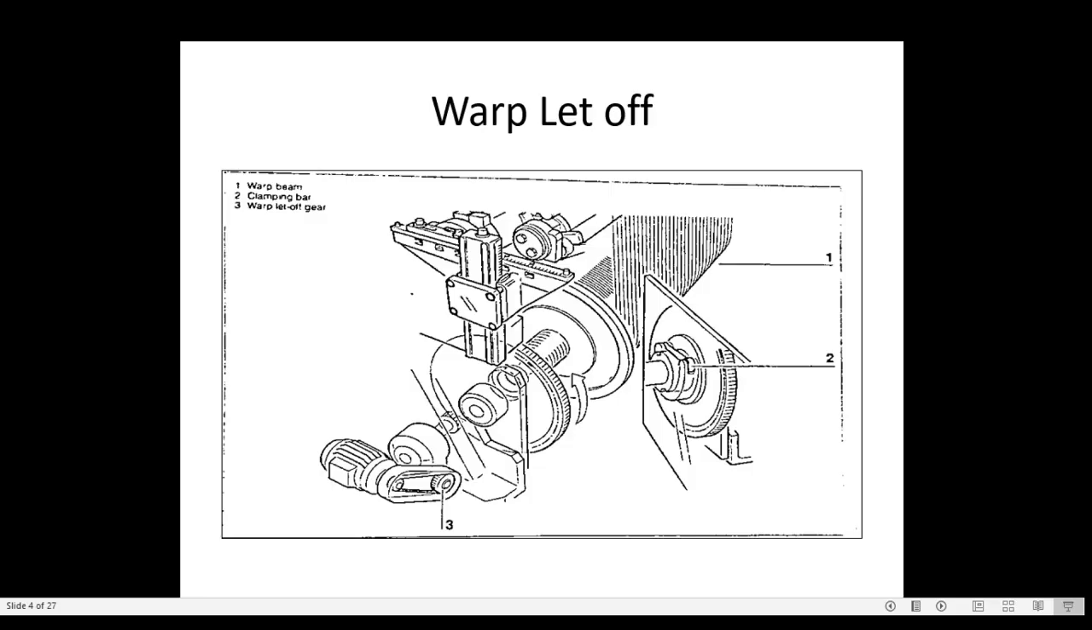So we can see in the figure how the warp let-off is there. The let-off is present at the back side of the machine. This power let-off covers a pick count range from 6 to 200 picks per centimeter. So the let-off can be used from 6 picks per centimeter to 200 picks per centimeter. So it can be varied as per the picks per centimeter. It can be programmed for different weave densities.